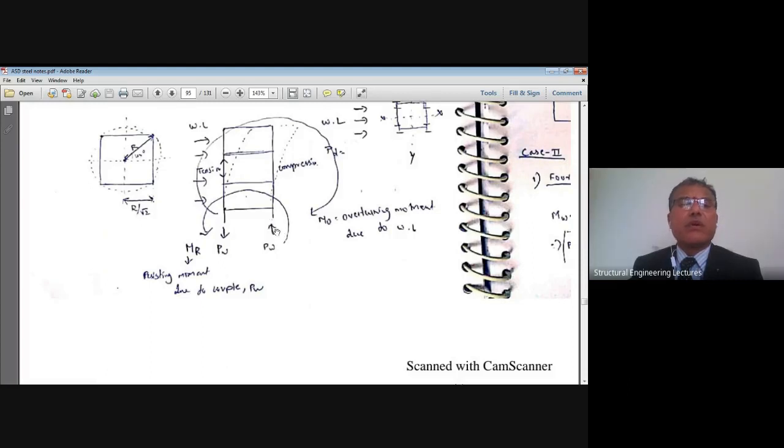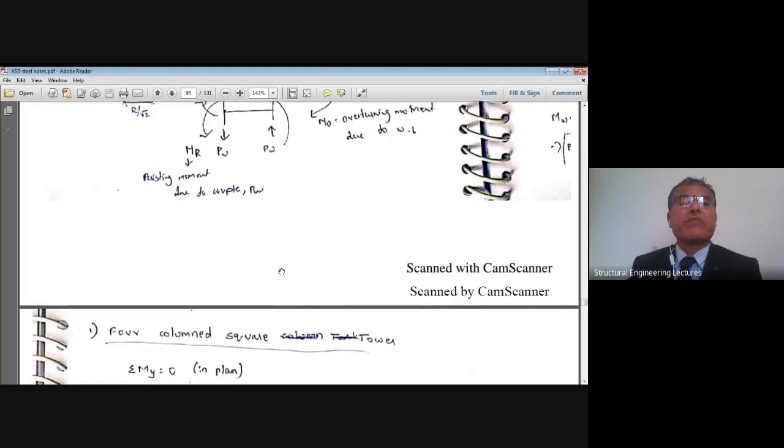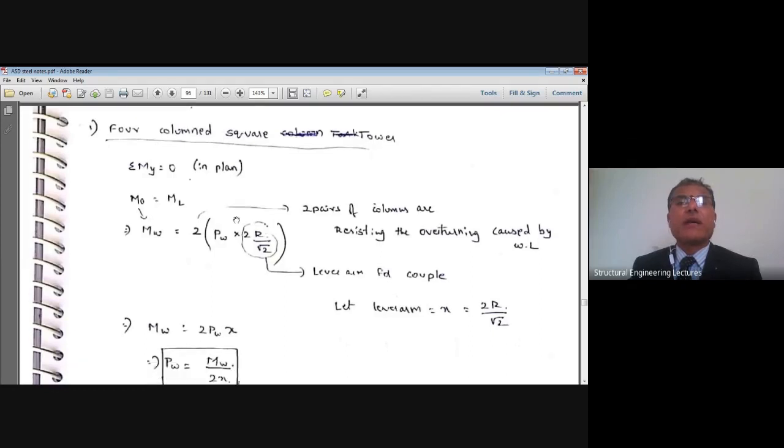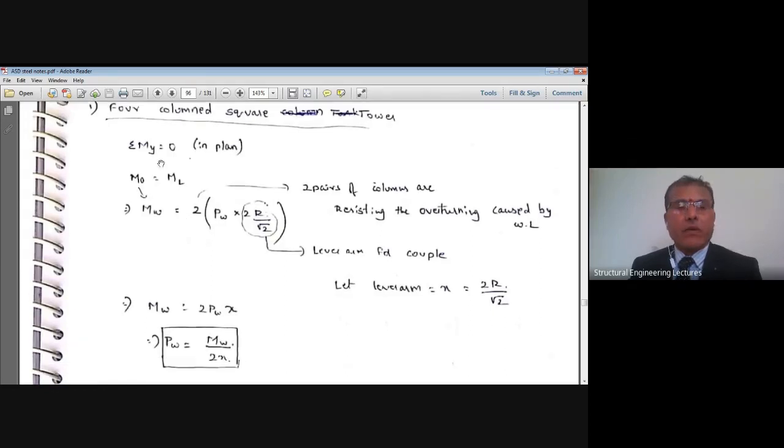And that is how a set of forces are generated, PAW forming a couple which tries to stabilize the entire structure from the overturning effect. Then if I have 4 columns, a 4-column square tower, then considering the moments about this y-axis, the overturning moment is equal to the resisting moment. This overturning moment is the moment due to the wind.